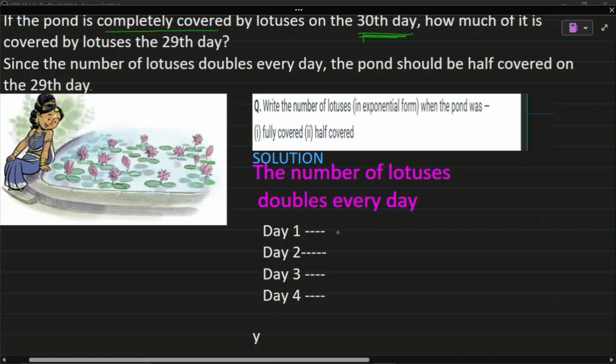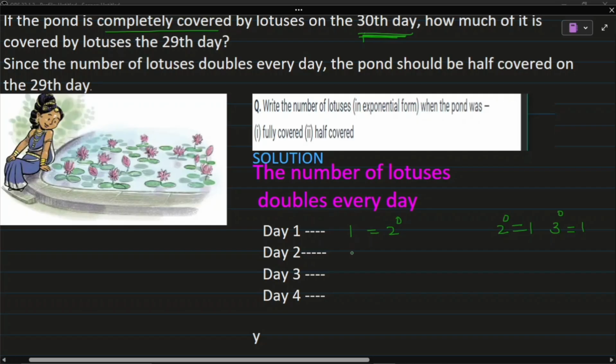So on day 1, the first day, there was 1 lotus. And this one we can express in exponential form as 2 raised to 0, because any quantity raised to 0 is 1. 2 raised to 0 is 1, 3 raised to 0 is 1, 4 raised to 0 is 1. Any quantity raised to 0 is 1. So this 1 I can write as 2 raised to 0.